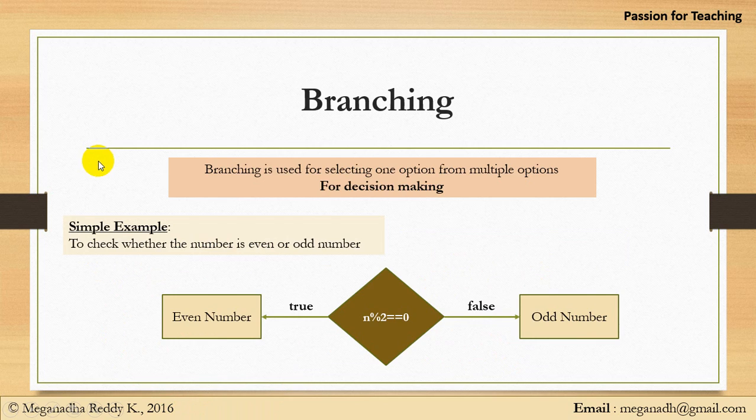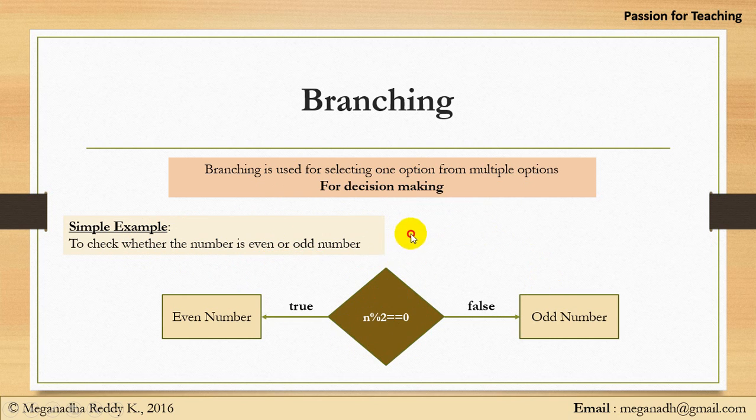Let's see a simple example for branching. Branching is used for selecting one option from multiple options, normally for decision making. A simple example is to check whether a number is even or odd. If the condition is true, it is an even number. If the condition is false, it's an odd number.